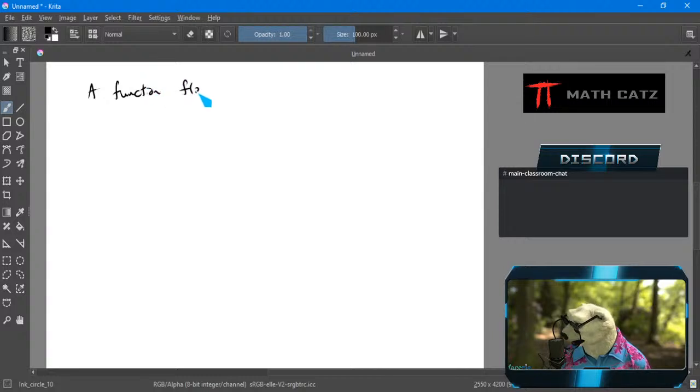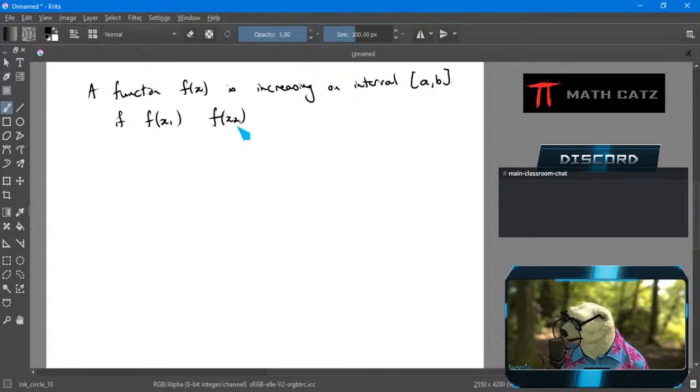let's call it f of x, we officially say it is increasing on an interval. Let's call the interval a to b. If I take two x values in this interval and I compare the y values, the function values, let's have a picture.